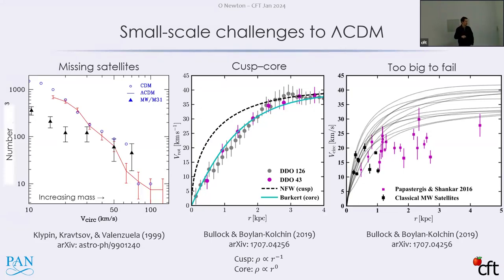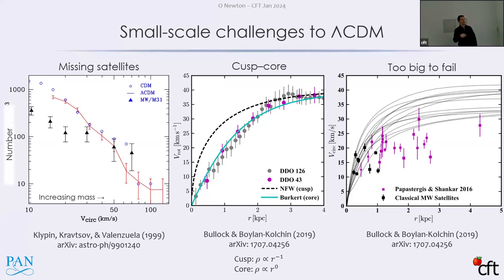Starting on the left-hand panel, this shows the number of satellite galaxies orbiting around the Milky Way and M31. If you count those up as a function of their mass and plot them, you end up with these triangles here. So these are observational data. But if you go into a gravity-only simulation of cold dark matter, or of Lambda CDM, and ask the same question: how many satellite halos are there in these simulations that would host galaxies? You end up with this solid line. These points here are an order of magnitude or more discrepant from this value. So we're predicting that there are more low mass satellites than we observe. This is known as the missing satellite problem.